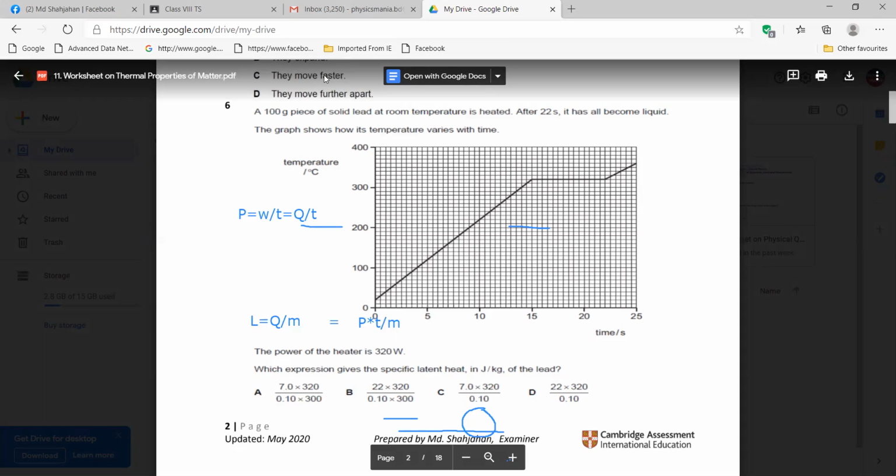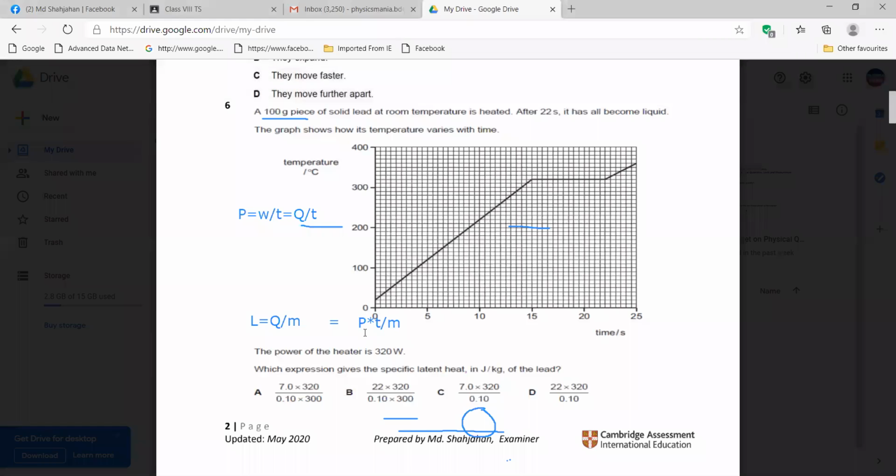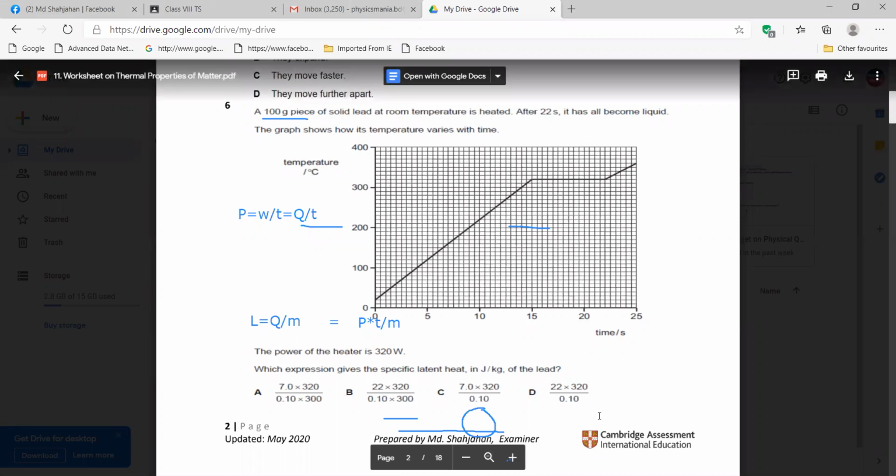So this question you have to find from some equations like this. You have to convert this gram to kg. Then you have to put the values here. P is here 320, T is 22 seconds. Then 0.1. So the answer is coming D, right? Clear now? So if you do this type of difficult question, then other questions will be easier for you, right? So the answer is D.